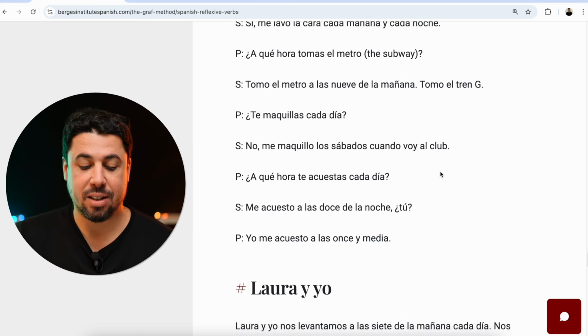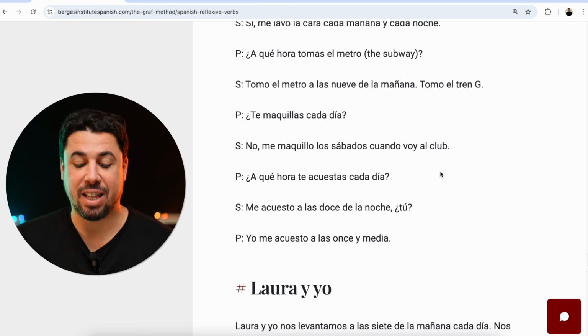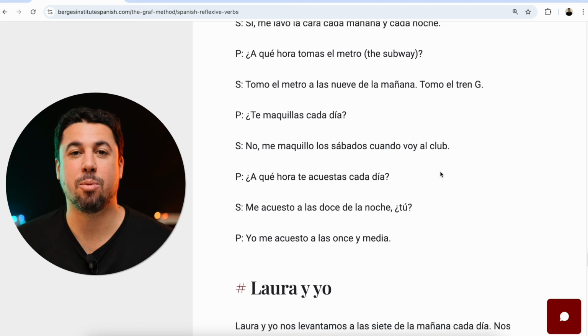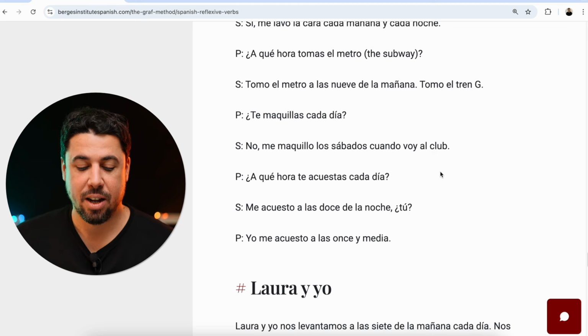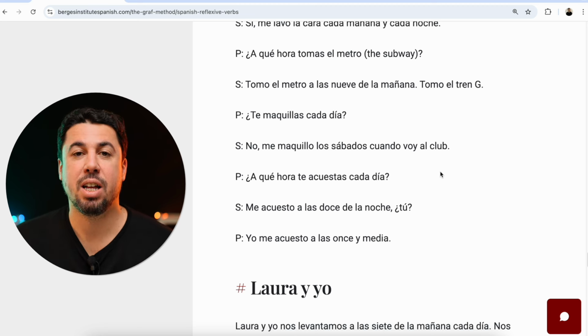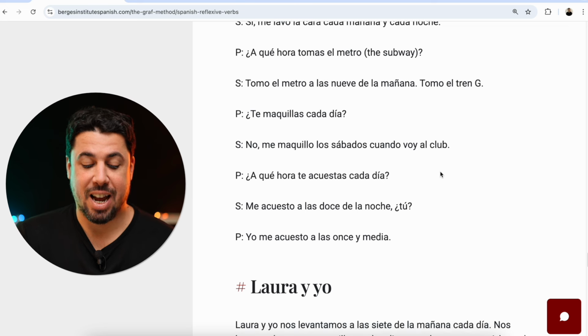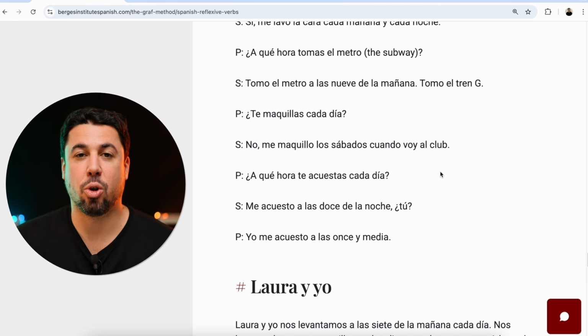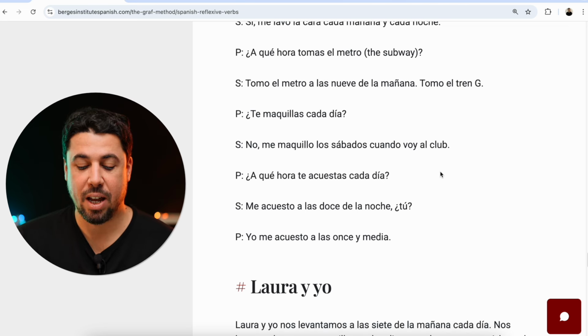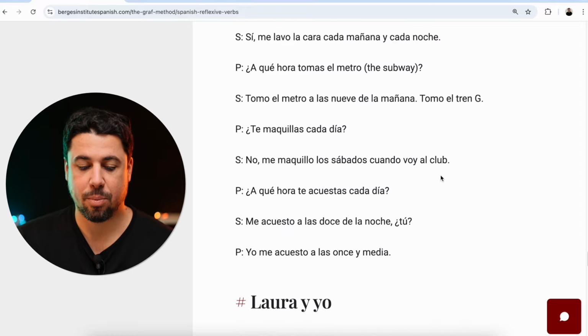And then Pérez asks, ¿a qué hora te acuestas cada día? What time do you go to bed every day? Silvia says, me acuesto a las 12 de la noche. I go to bed at 12, at midnight. What about you? And Pérez says, yo me acuesto a las 11:30. I go to bed at 11:30.